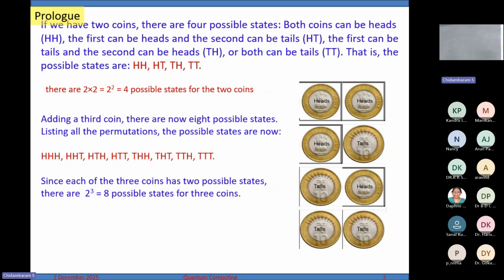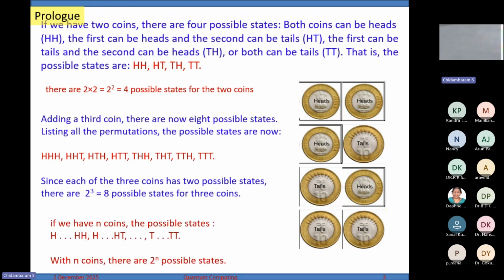So we started with a single coin with two states, two coins with four states, three coins with 8 states, and then we can continue. The more we continue, take an example: if I have n coins, how many possible states would I get? 2 power n possible states I would get, right? So with n coins, I would certainly get 2 power n possible states. Now why are we discussing this?